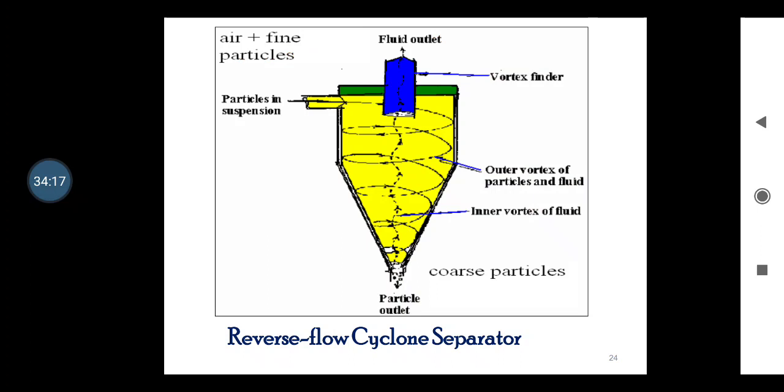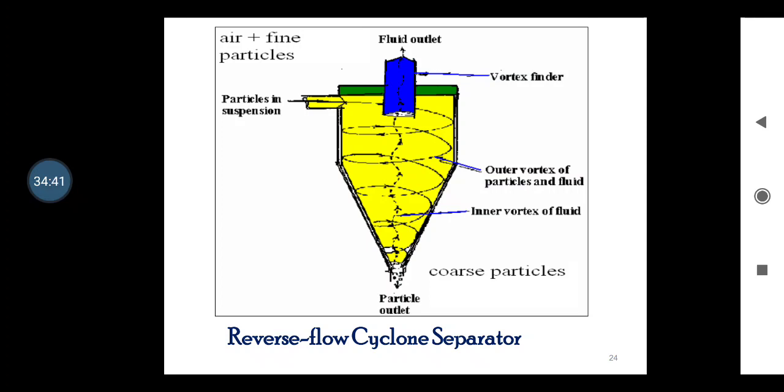As far as the merits and demerits of the cyclone separator are concerned, it involves low capital cost, it can operate at high temperature, it can be used for liquid mist or dry material, its maintenance requirements are quite low, and it requires a small space for installation. So this is all about the merits of this cyclone separator.